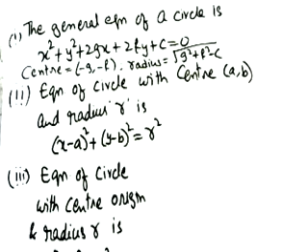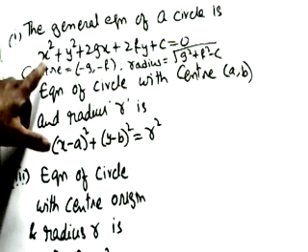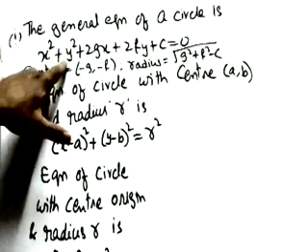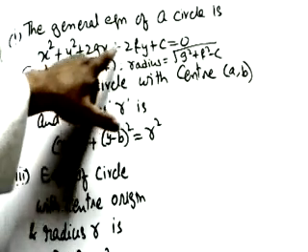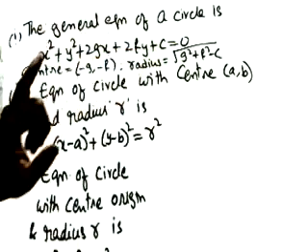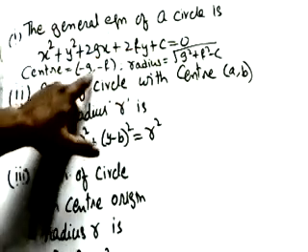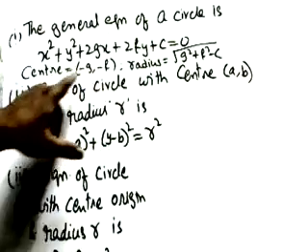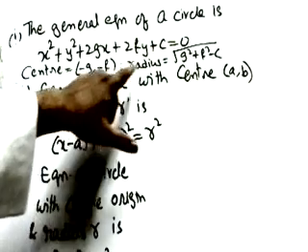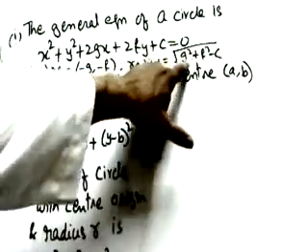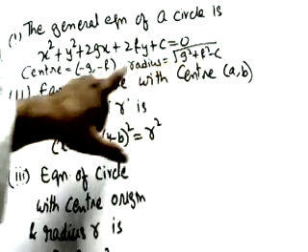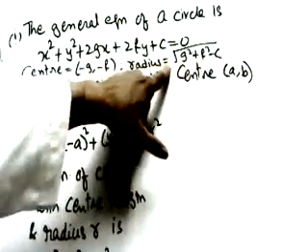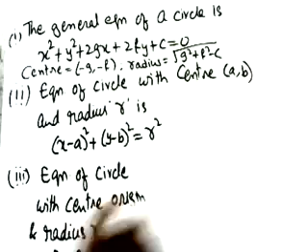Now see here, the general equation of a circle is x square plus y square plus 2gx plus 2fy plus c equals to 0. Learn this by heart. Here the center will be minus g comma minus f, and the radius will be under root of g square plus f square minus c. So I request you to first learn these formulas by heart.